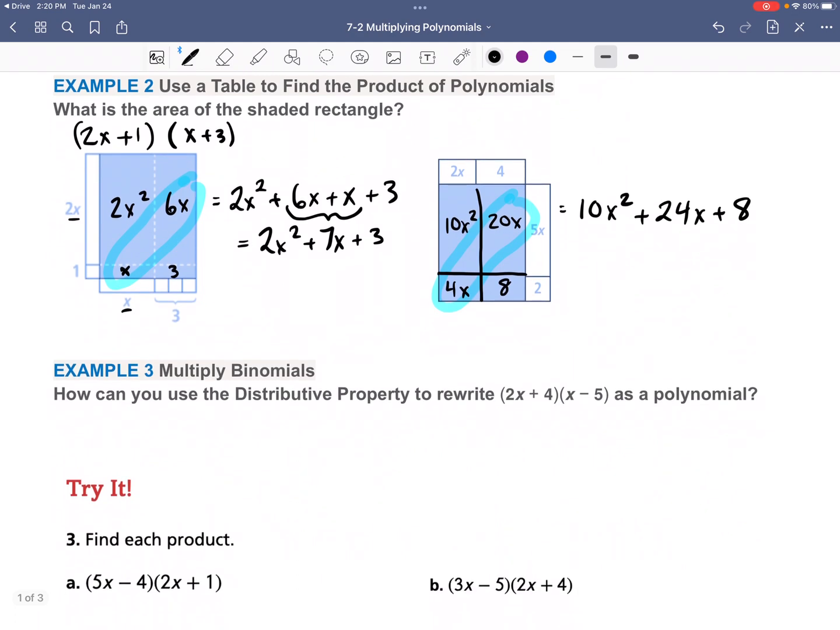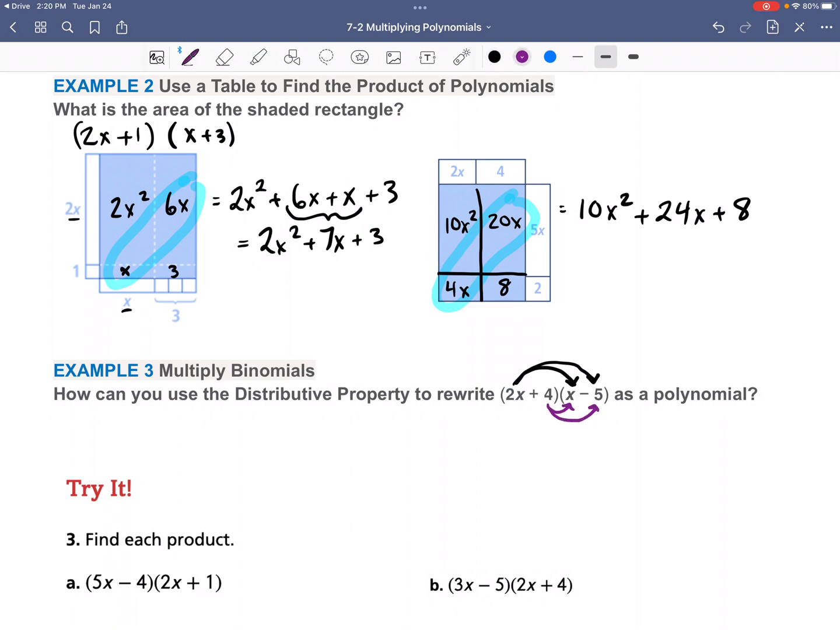Example 3. Multiply binomials. How can you use the distributive property to rewrite this as a polynomial? So 2x plus 4 times x minus 5. All right, let's use the distributive property. So we're going to multiply the 2x times the x and the 2x times the negative 5. So both of those get multiplied, and the 4 also gets multiplied.